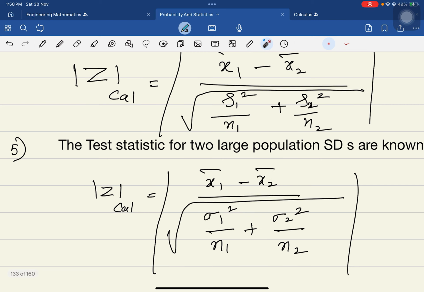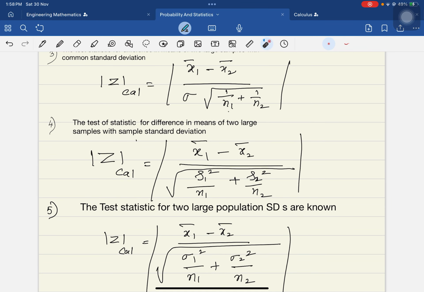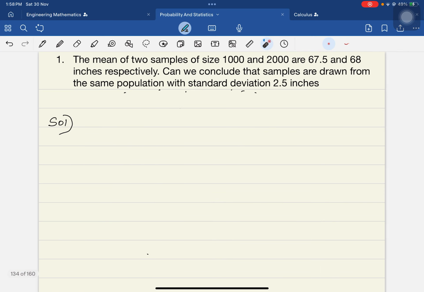Now coming to the next one, the test statistic for the two large populations when the standard deviations are given. We have the means of the two large samples and the standard deviations of the two large samples. In place of s1 and s2 you will be replacing them, and n1 and n2 are the sample sizes. So these are the different formulae we have to use to find the test statistic under different scenarios. By seeing the problem, you should understand which formula is suitable for finding the test of significance. So let us now solve this problem.